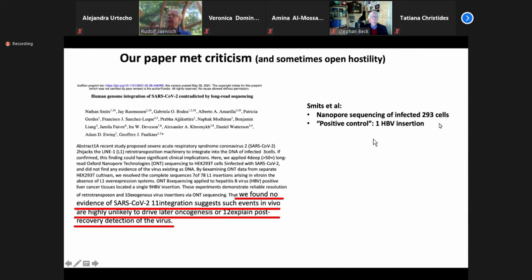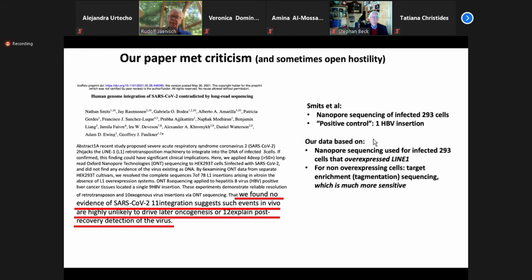They found one HBV insertion in liver. Now, HBV is known to integrate by a totally different mechanism, so finding one is not a terribly convincing positive control. Let's compare this with our data.